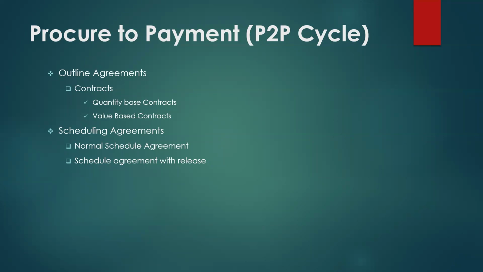So that the vendor will send the required quantity as per the scheduling agreement. So a normal agreement will be there, and the schedule agreement with release will also be there. In the release schedule agreement, once the period is approved for every scheduling time, then the scheduling agreement will be created.